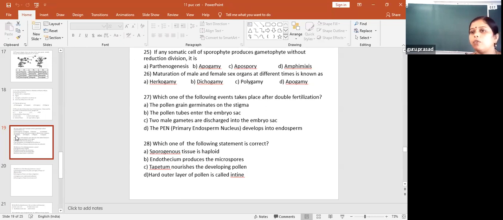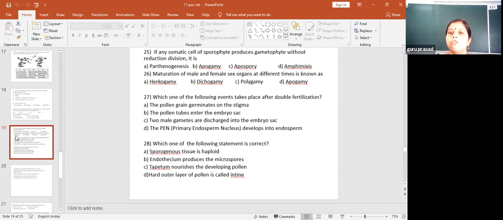Amphimixis means fusion of male and female gametes resulting in the formation of zygote. Here reduction division takes place in amphimixis. But which one is selected when there is no reduction division? When gametophyte is produced without reduction division, the correct option is option A, that is parthenogenesis. So if we know the definitions correctly, we can answer easily. Shall we go for the next one?